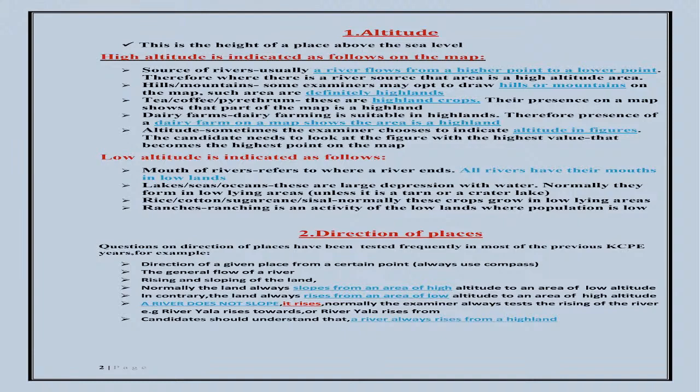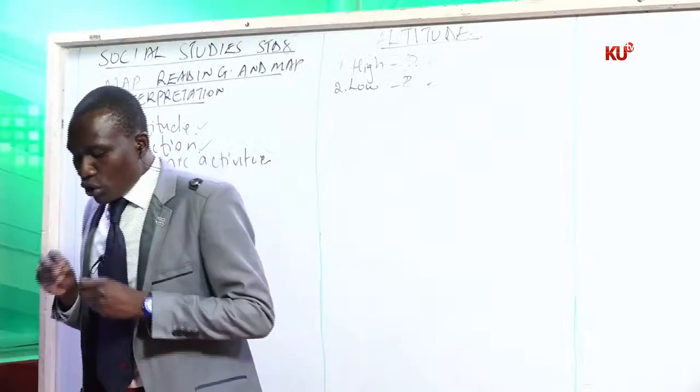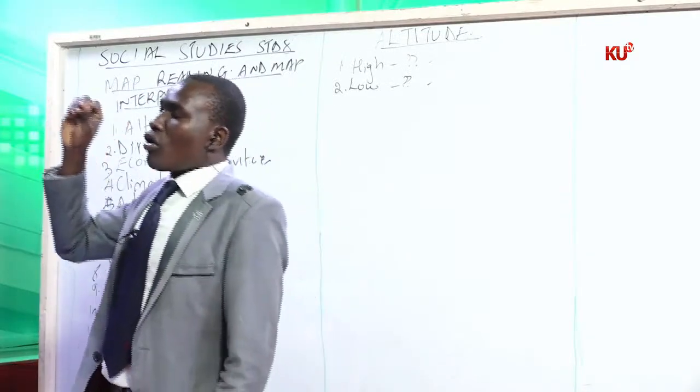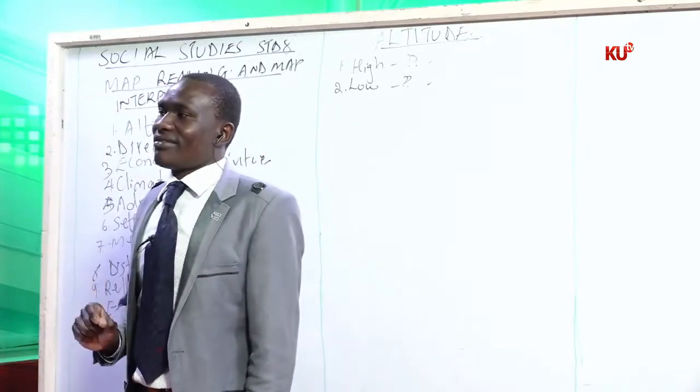Before you start answering questions on direction, you have to know: one, look at the key; two, look at the compass direction; and three, look at the scale. Again, look at the key, look at the compass direction, and look at the scale. Also on direction, the examiner will tend to ask you about the rising and sloping of the land, meaning that you should be able to know the compass direction. Number two, the examiner will always ask you about the sloping of the land from one area to another.